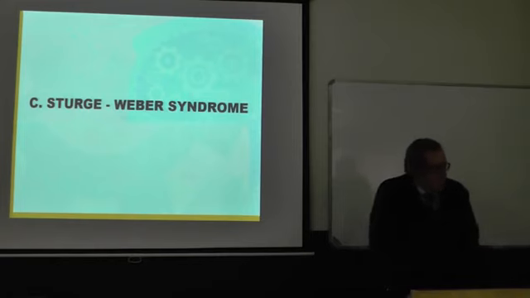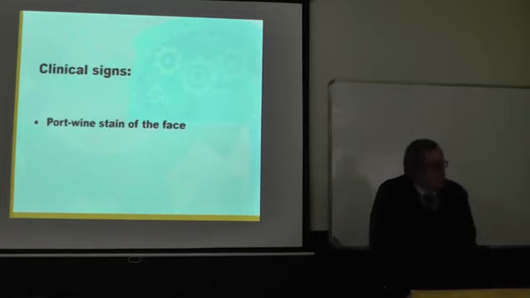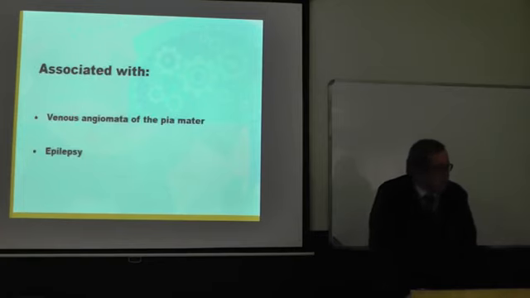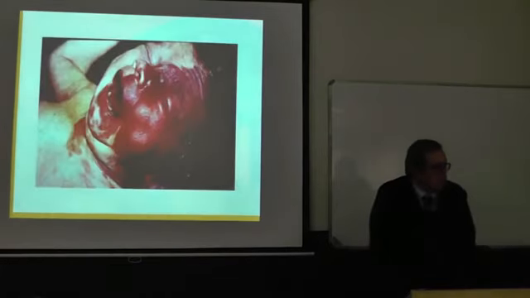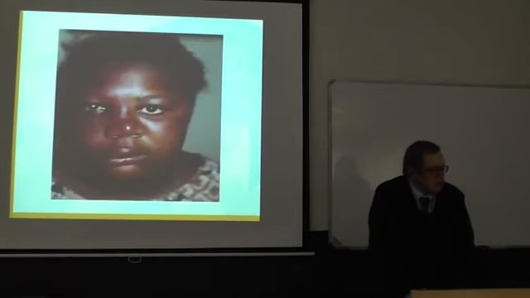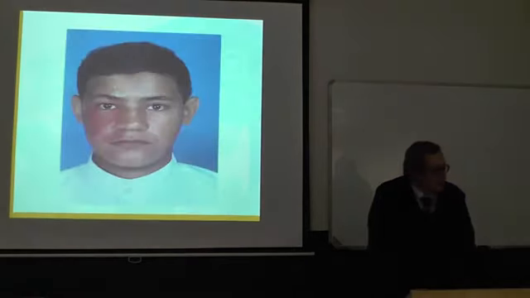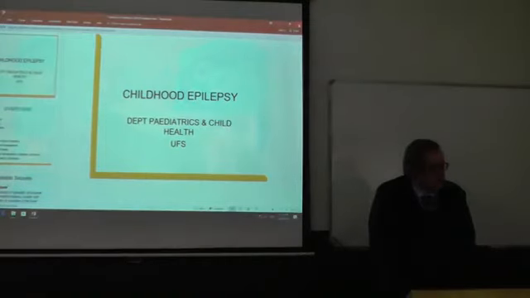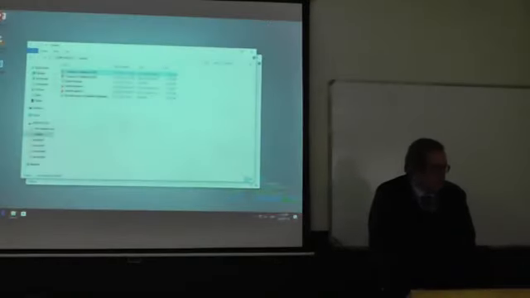So Sturge-Weber syndrome often has the so-called port-wine stain in the face, and it's associated with angiomata of the pia and epilepsy. So this is a quite dramatic way that neonates may present. And you can also see the same kind of nevus flammeus, and that is then associated with the abnormalities.